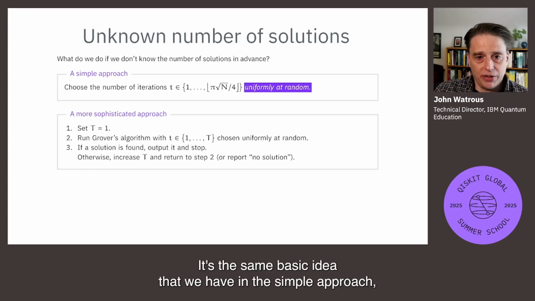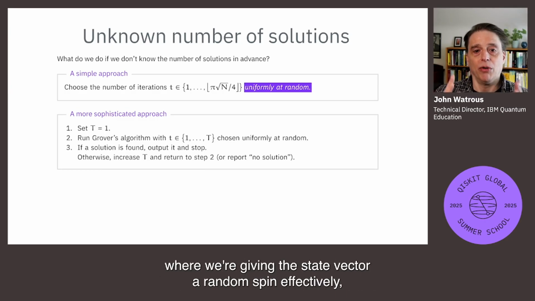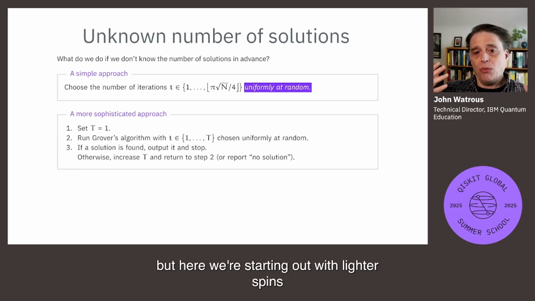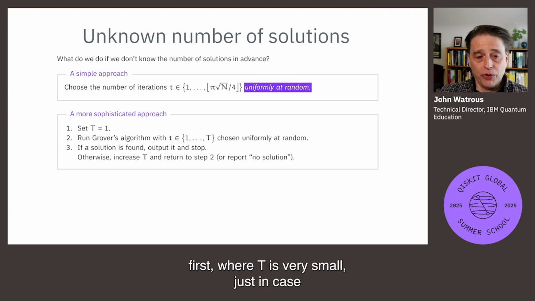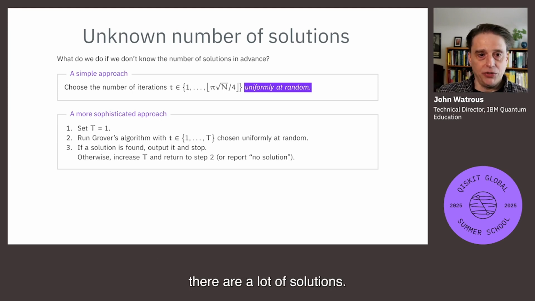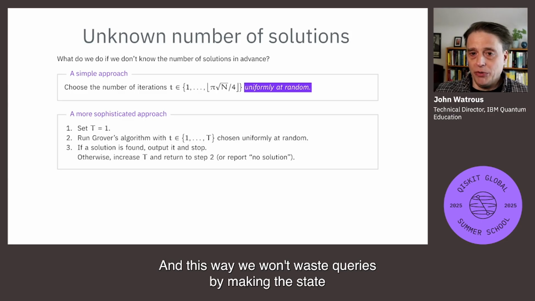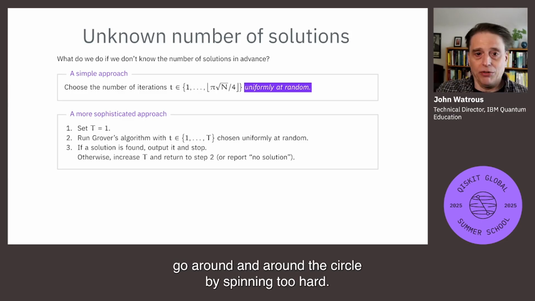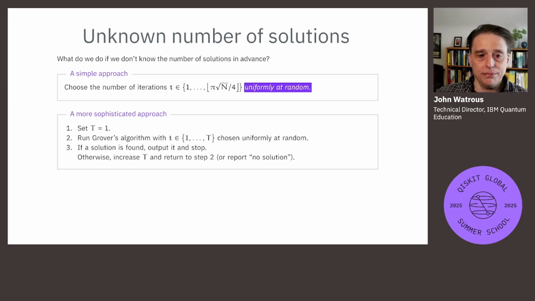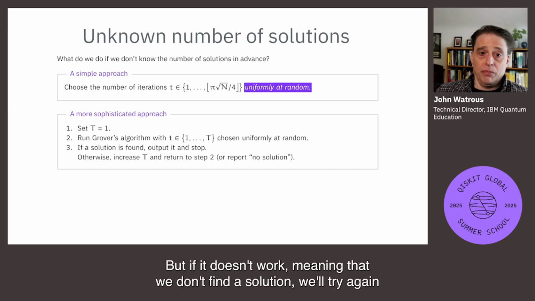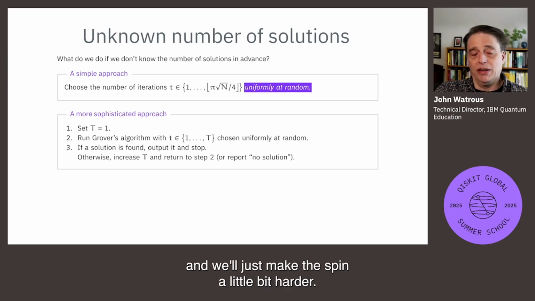It's the same basic idea that we have in the simple approach where we're giving the state vector a random spin effectively, but here we're starting out with lighter spins first, where t is very small, just in case there are a lot of solutions, and this way we won't waste queries by making the state go around and around the circle by spinning too hard. But if it doesn't work, meaning that we don't find a solution, we'll try again, and we'll just make the spin a little bit harder.